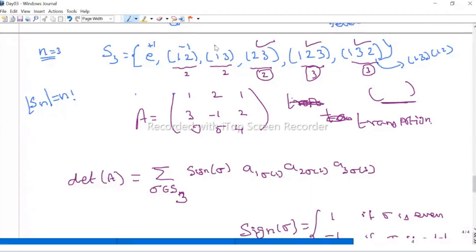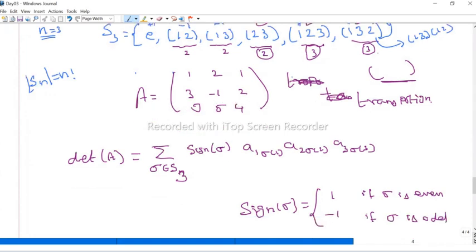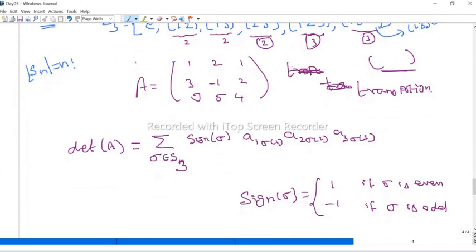Sign of this one is minus 1. Sign of this also minus 1. But sign of this is 1 because it's an even permutation. Sign of this also 1. Okay, now I erase this definition of sign.